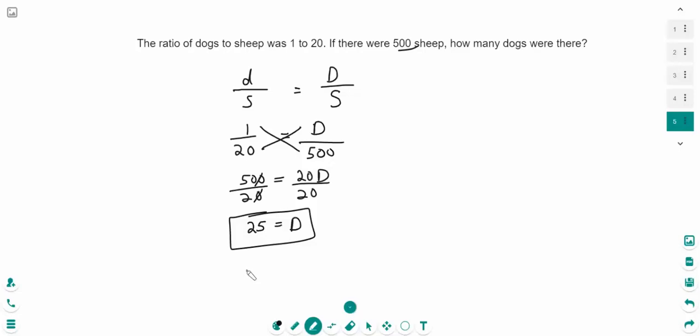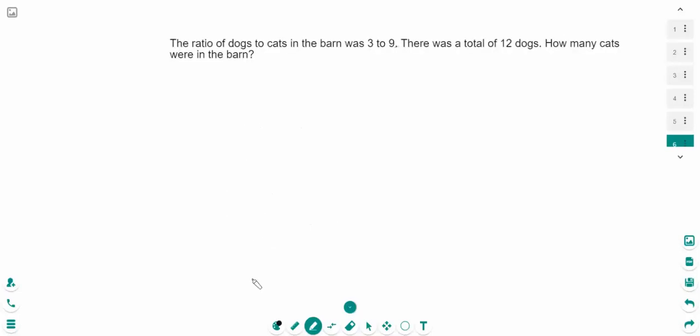Why don't we try just one more, and then we'll call it a day. All right, so for this last problem, why don't you go ahead and read it to yourself first, try to do it, and then we'll do it together. All right, so the problem is the ratio of dogs to cats in the barn was 3 to 9. There was a total of 12 dogs. How many cats were in the barn?